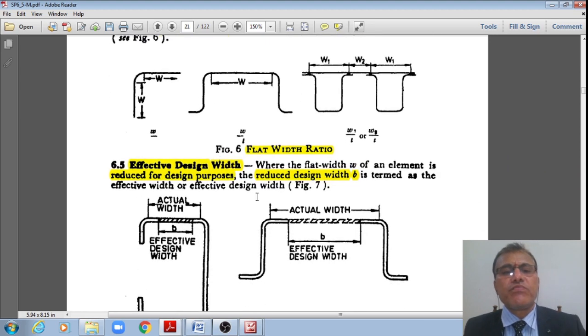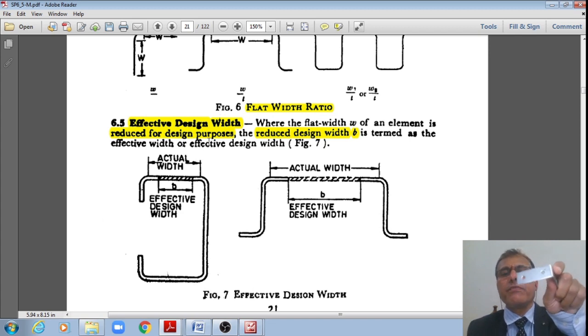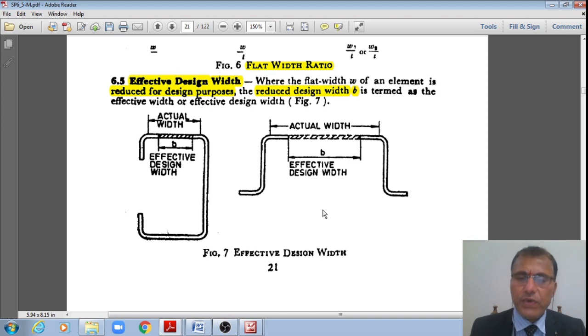Now the next one is effective design width. Generally, where the flat width W of an element is reduced for design purposes, the reduced design width b is termed the effective width or effective design width. There is a small b, not W. W is the actual width, whereas small b is the effective design width or effective width.